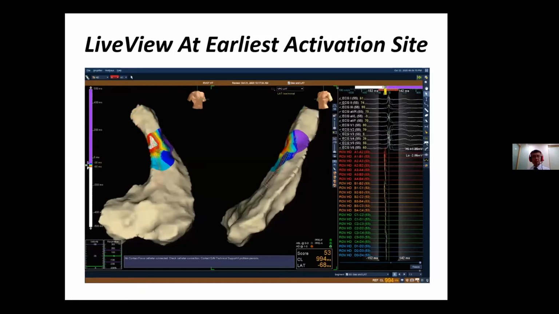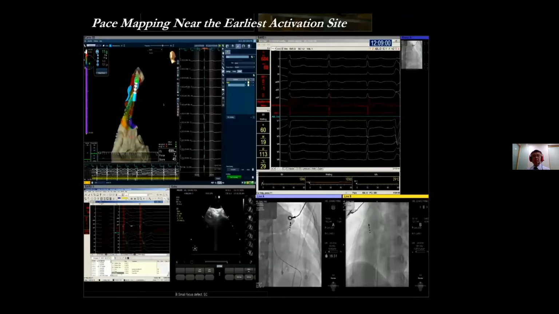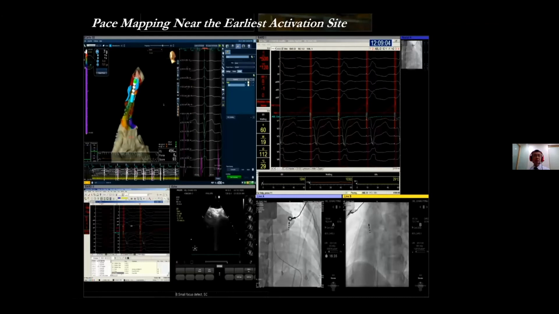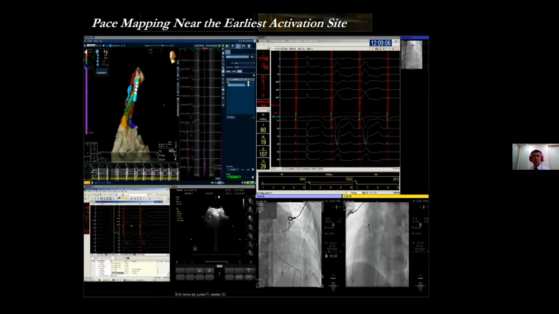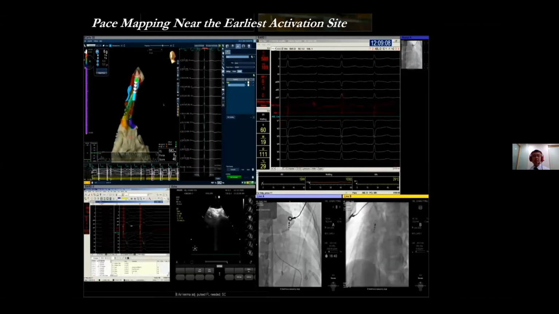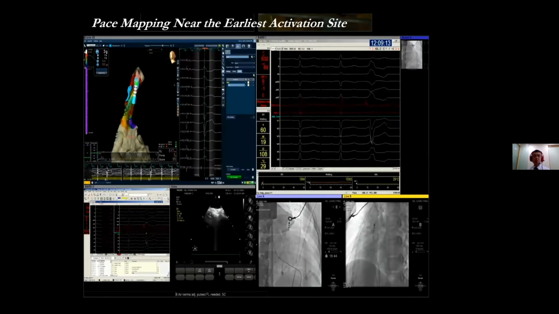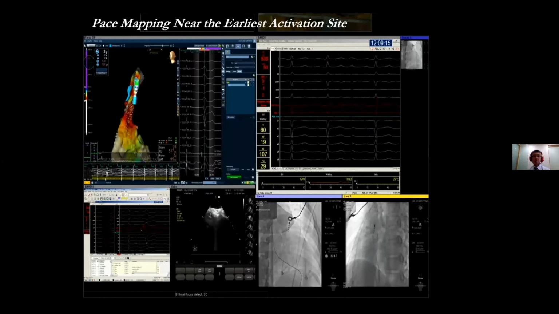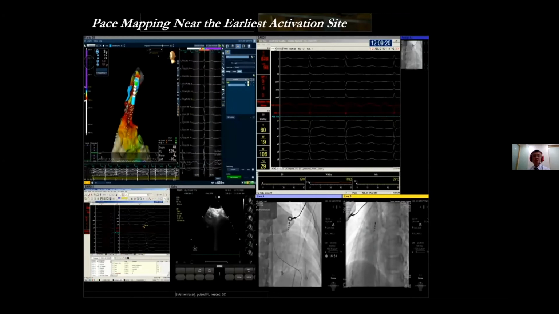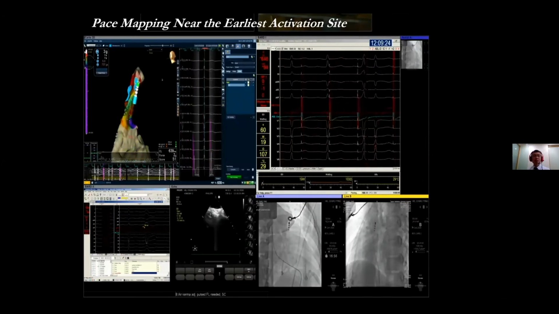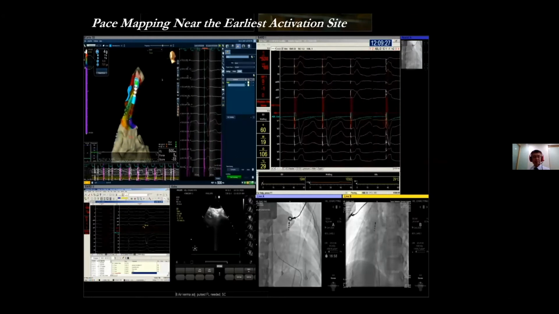And of course, we also do the pace map for the earliest activation site. Because for the HD grid to identify the early activation, if that is higher than the pulmonary valve, it is sometimes not easy to get good signals. So if you feel the signals above the pulmonary valve are not good enough, maybe we need to use a single tip ablation catheter with a reverse U curve above the pulmonary cusp to identify a better signal.